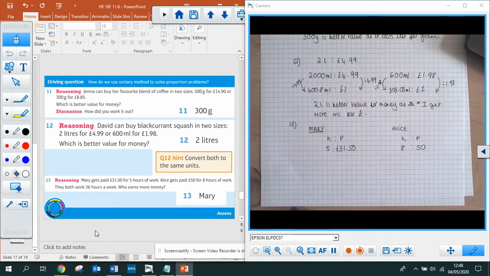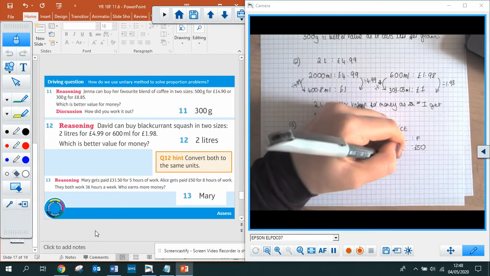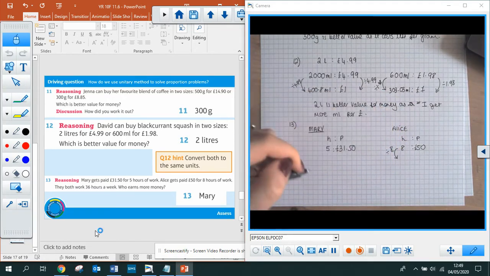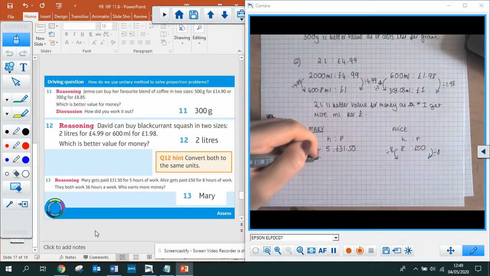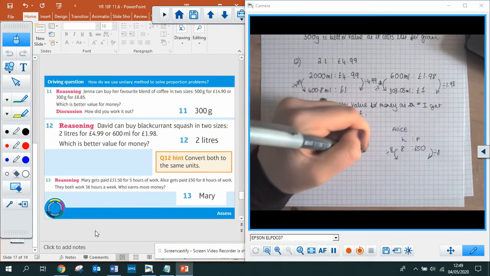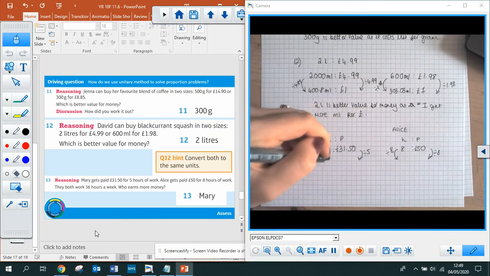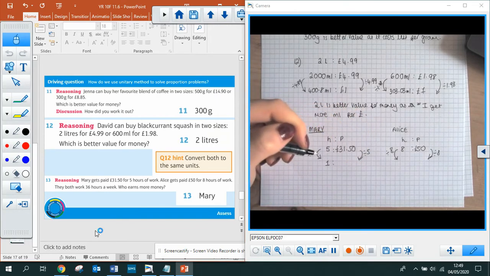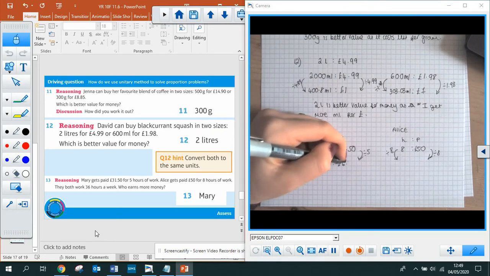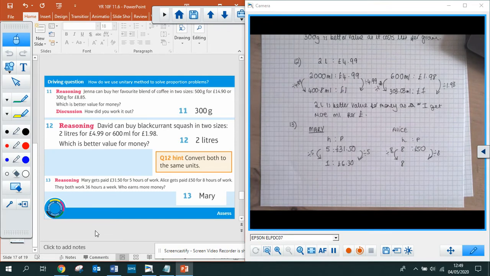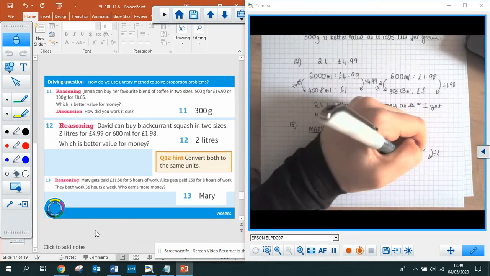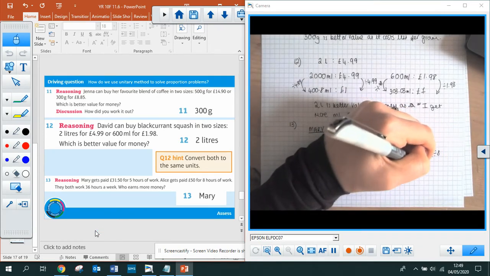Okay, I'm going to work out what they get paid per hour by dividing by 8 for Alice and by dividing by 5 for Mary to find the hourly rate. Okay, so for Mary, 1 hour, she will get £6.30. And for Alice, for 1 hour, she will get £6.25.